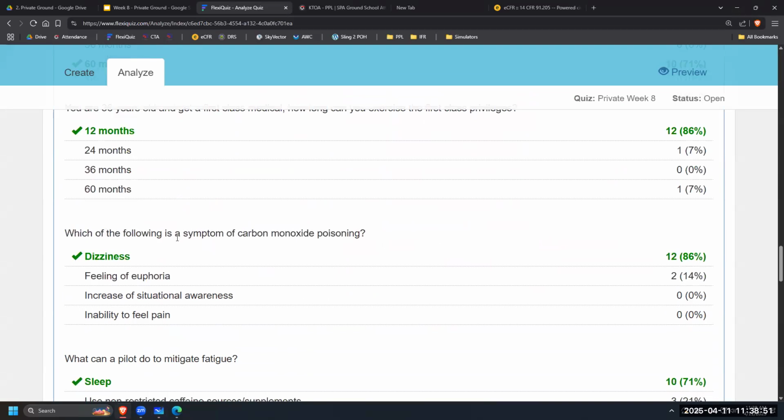Which of the following is a symptom of carbon monoxide poisoning? Daryl. That would be busy. What symptom would you have with euphoria?